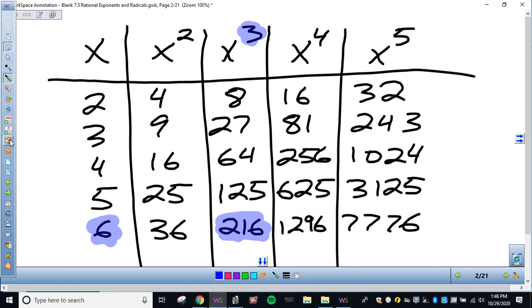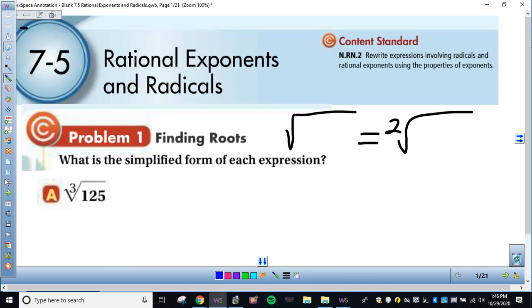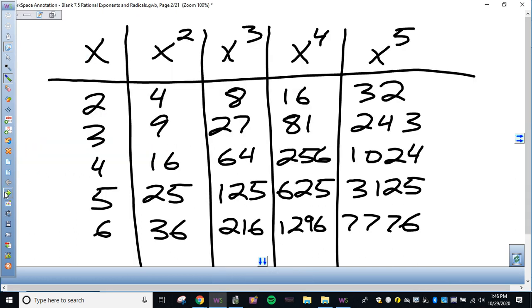Okay, I'm just going to take those off because we'll be looking at this chart again. So if we go back here, what is the cube root of 125? Let's go to the chart. Cube root of 125 is 5.